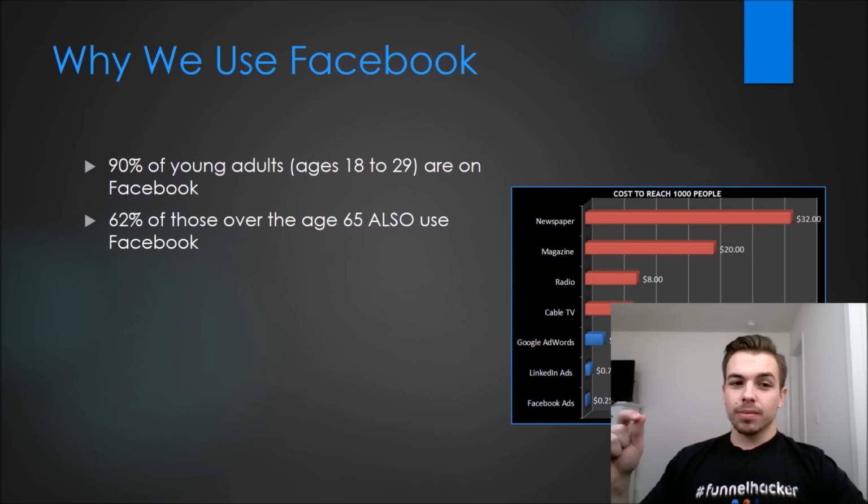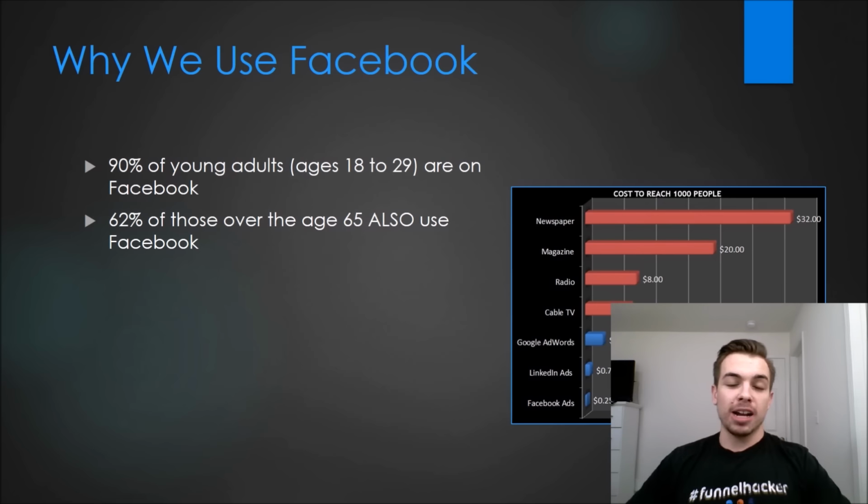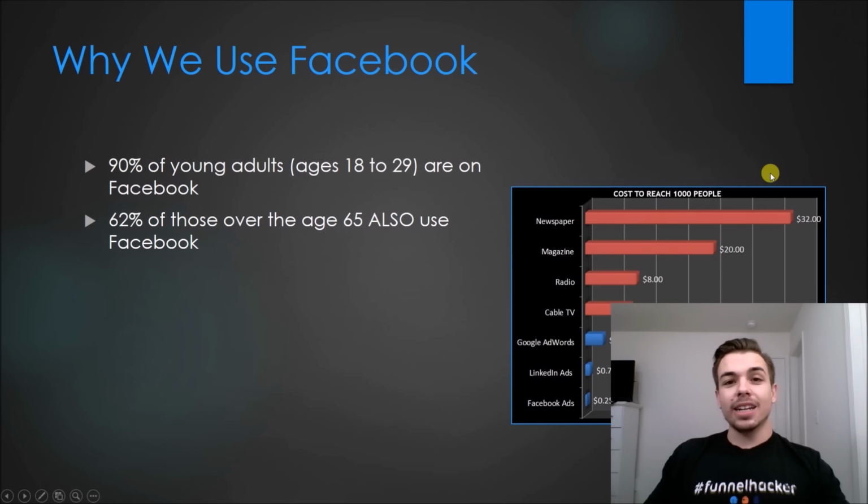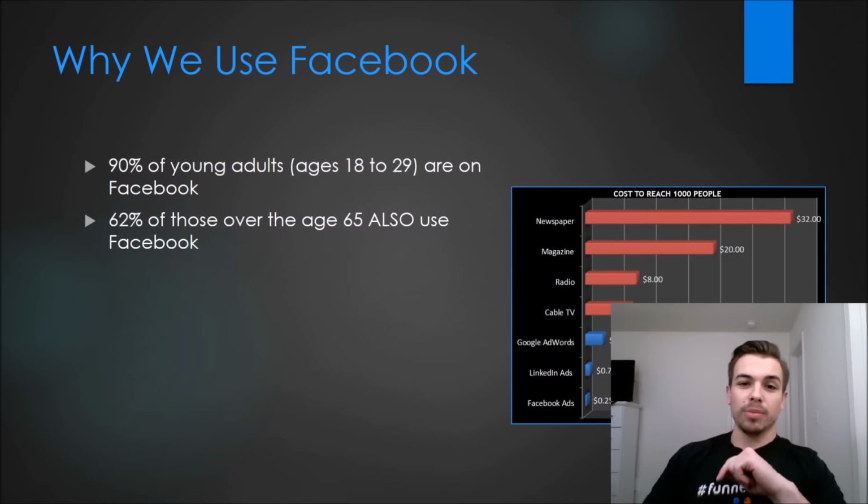Number one, 90% of young adults age 18 to 29 are on Facebook. That's a large majority of those people that are likely to be new car buyers. Those people age probably 25 to 40, those people just starting a family, they want to get a new car, a little bit of an upgrade from their very first car. Those are the people that are on Facebook. So compared to any other platform, that's where the majority of these people are.